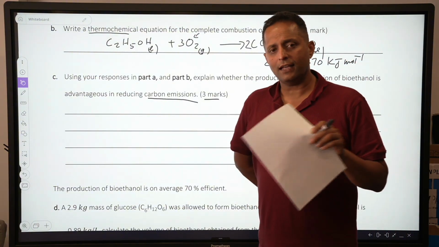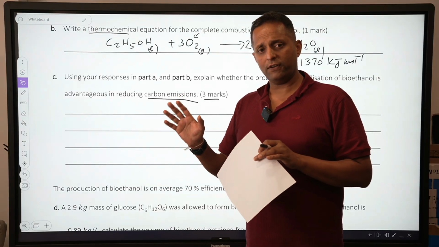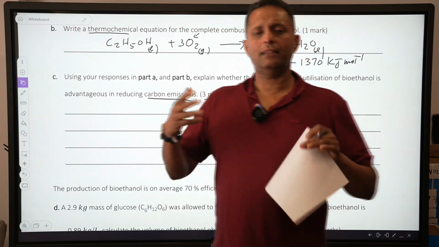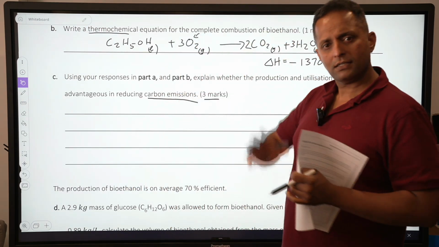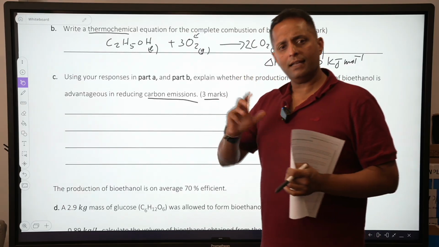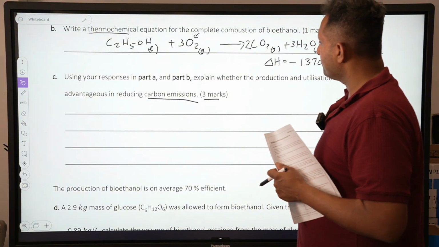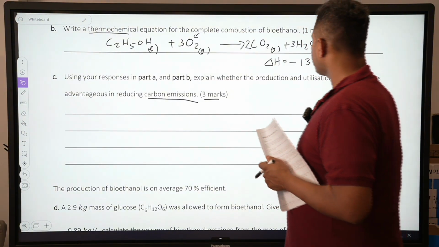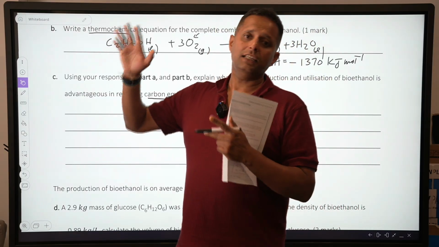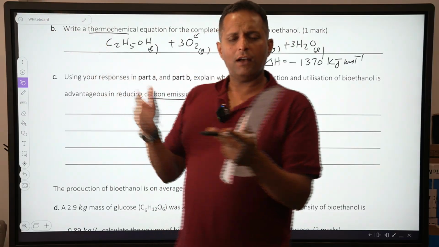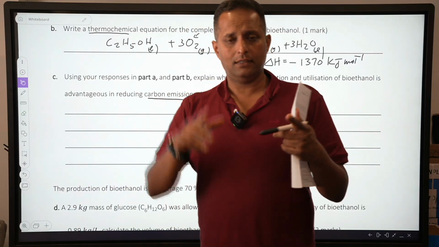Before we start writing the answer, I'll write a proper answer in the description for your reference. Let's try to get the key idea here. What is the key idea? What is the core idea? Let's try to understand that precisely. Fossil fuels add new carbon into the environment, whereas biofuels like bioethanol recycle the carbon.